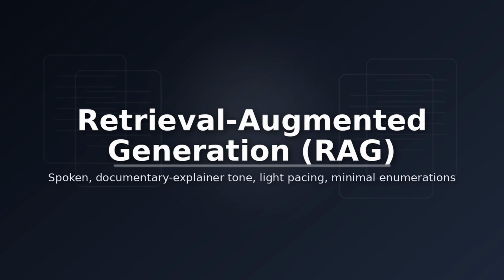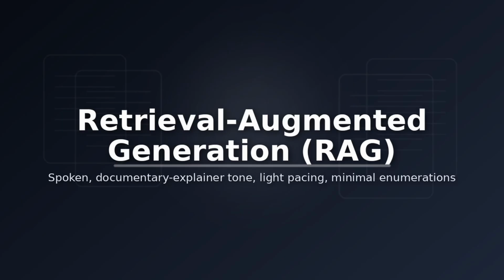If you've ever used a chatbot and thought, that sounds confident, but is it actually true? You've bumped into one of the biggest problems with large language models. They can produce answers that sound right even when they're wrong. Retrieval-Augmented Generation, usually shortened to RAG, is one of the most practical solutions.